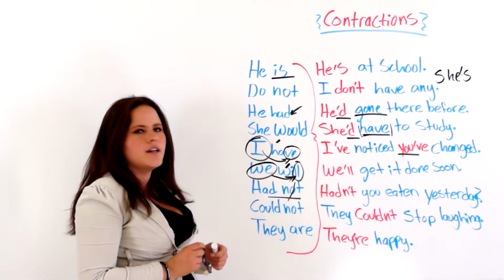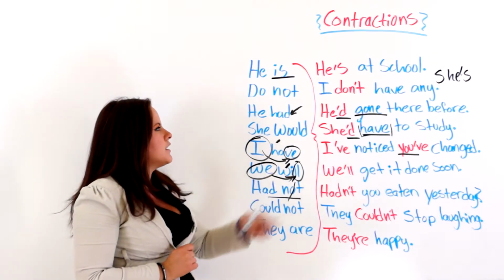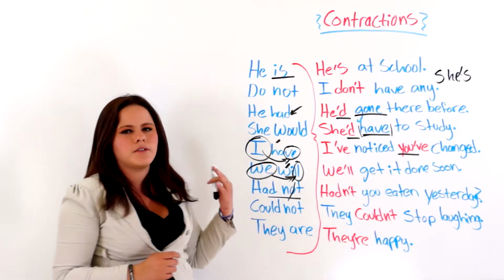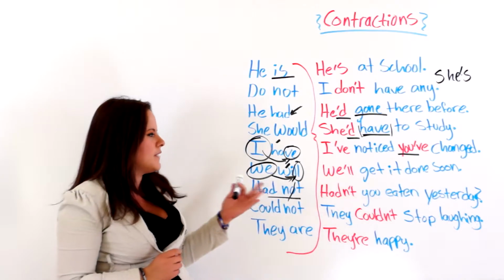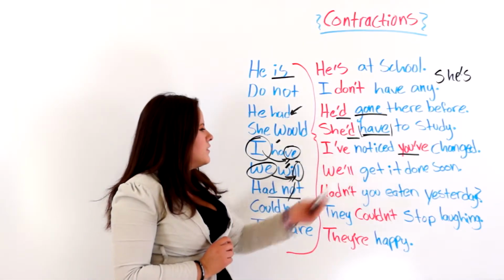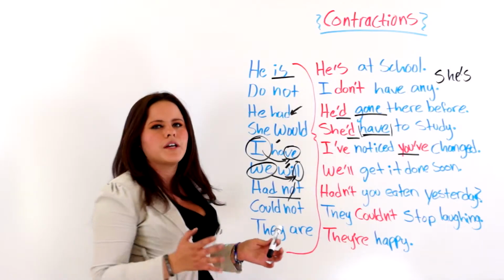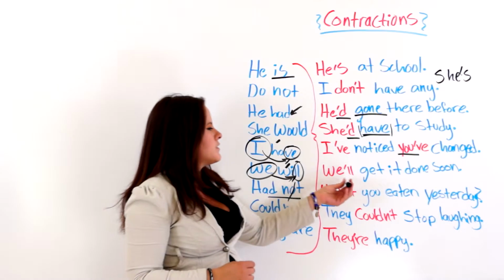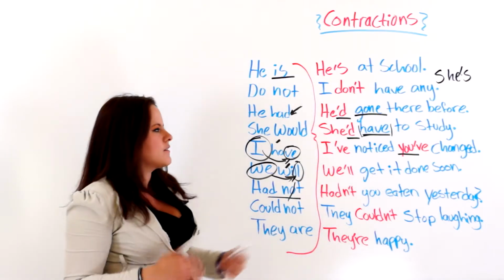We will, okay? If you want to use it with any personal pronoun, it's okay. She will, he will, it will. Doesn't matter if it's first, second, third person, all right? For example, she'll. You just add she here. She'll get it done soon. Or he'll get it done soon, all right? This one's not confusing because there's no other contraction that looks like it, okay?